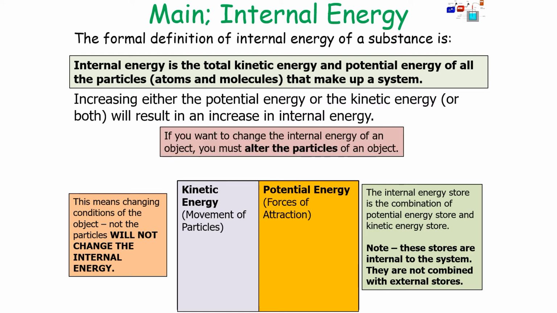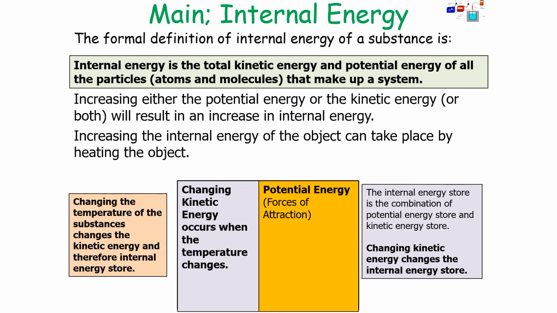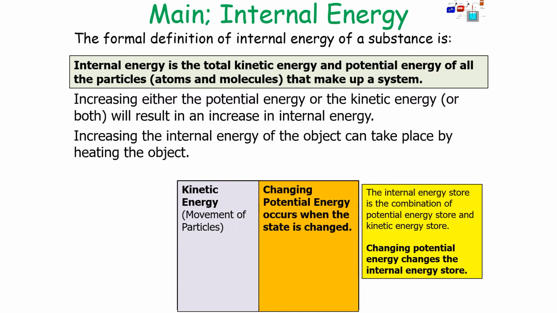So this means if you want to change the internal energy of an object, you must alter the particles of the object. So to change the kinetic energy store, which would change the internal energy store, we must change the temperature. Now, changing the temperature of the substance changes the kinetic energy store and therefore the internal energy store.